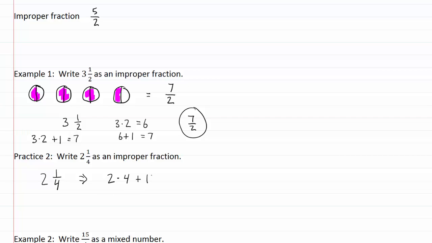So I've got 1 there. So this is my 2 full ones. 2 times 4. Those have 8 quarters. And 8 plus 1 gets me 9 total parts. So, since I had it over 4 at the beginning, my improper fraction is 9/4. And so there we go. There's our improper fraction.